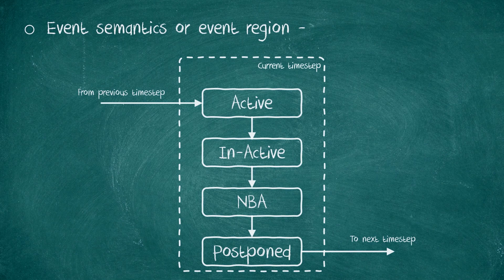When the simulation moves to a new time step, first the active region is executed. In this region, all the code gets executed and the order of execution is not defined. Then the inactive region is executed. In this region, zero delay statements are executed. After this, the NBA region is executed, in which the LHS of NBA statements are assigned.